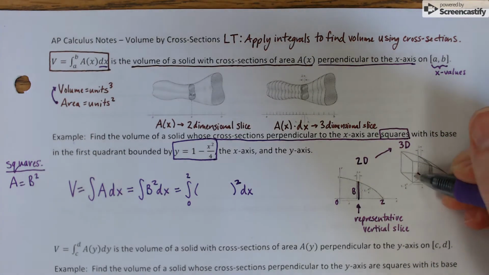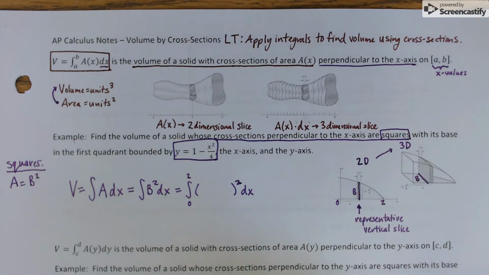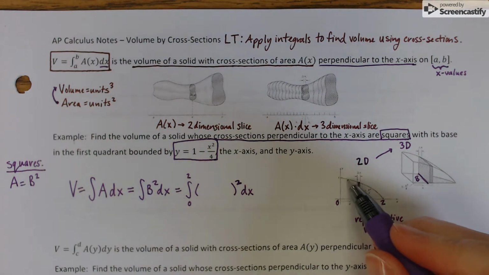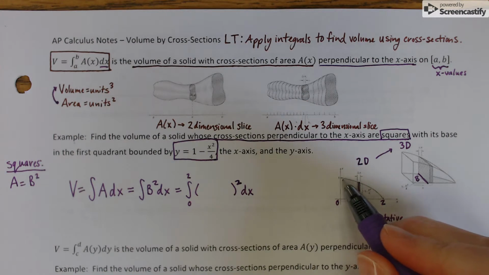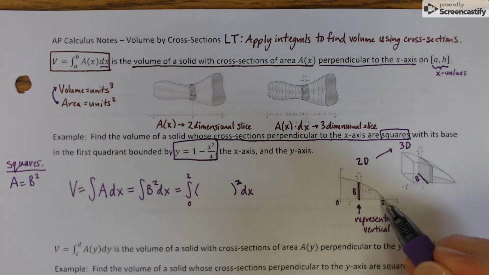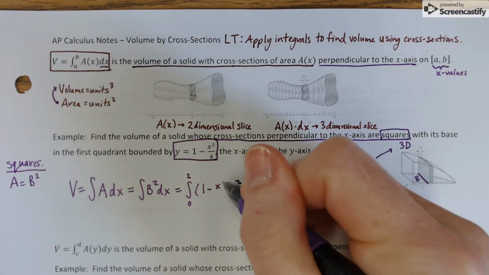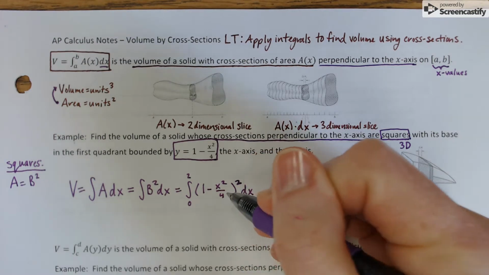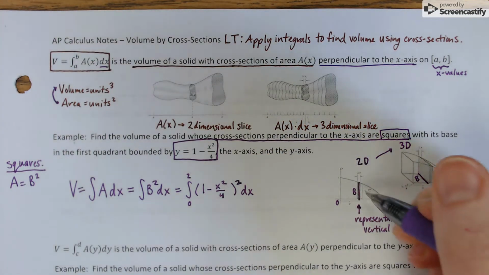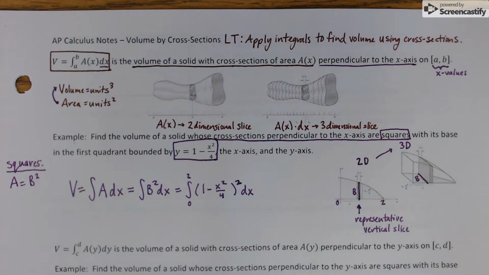If you want to look at it on the 3D figure, the base goes there. And so the base at any cross-section is controlled by where this function is, or the y value of this function. And so the expression for that function we get from the problem would be 1 minus x squared over 4. So that represents the base of every cross-section.